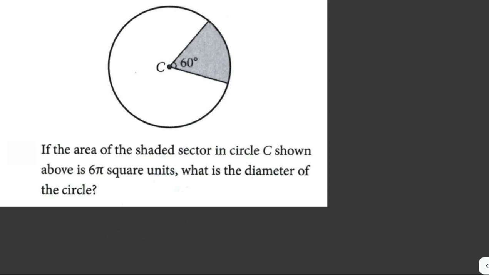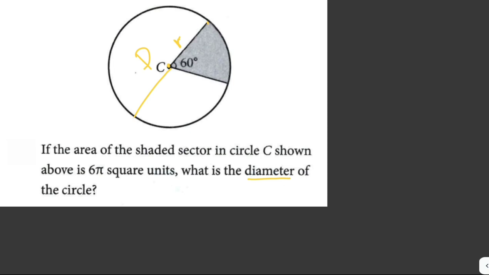If the area of the shaded sector in circle C shown above is 6 pi square units, what is the diameter of the circle? So we're given here this shaded sector of the circle, and we need to find the diameter of the circle. The diameter of the circle is just twice the radius. So from the center to any point on the circle, that is the radius, and twice of that would be the diameter.